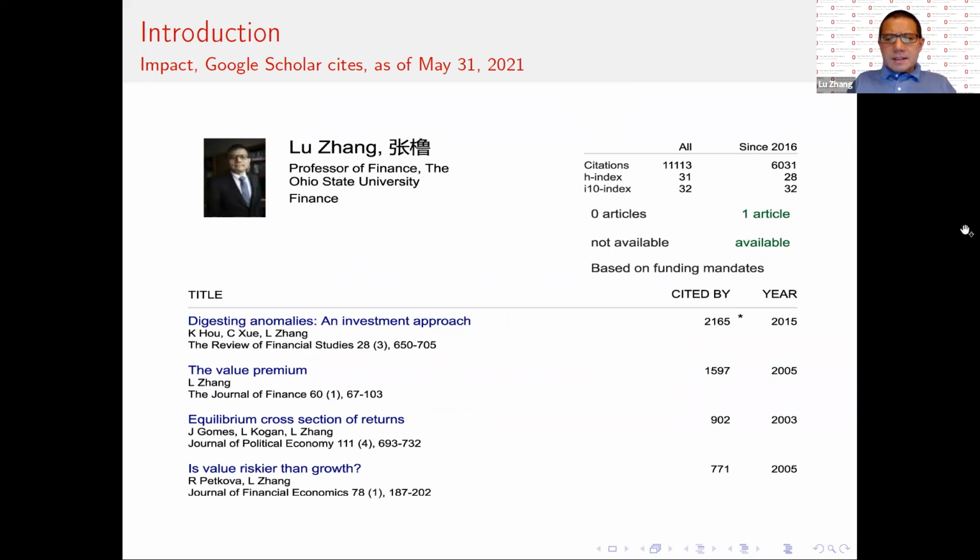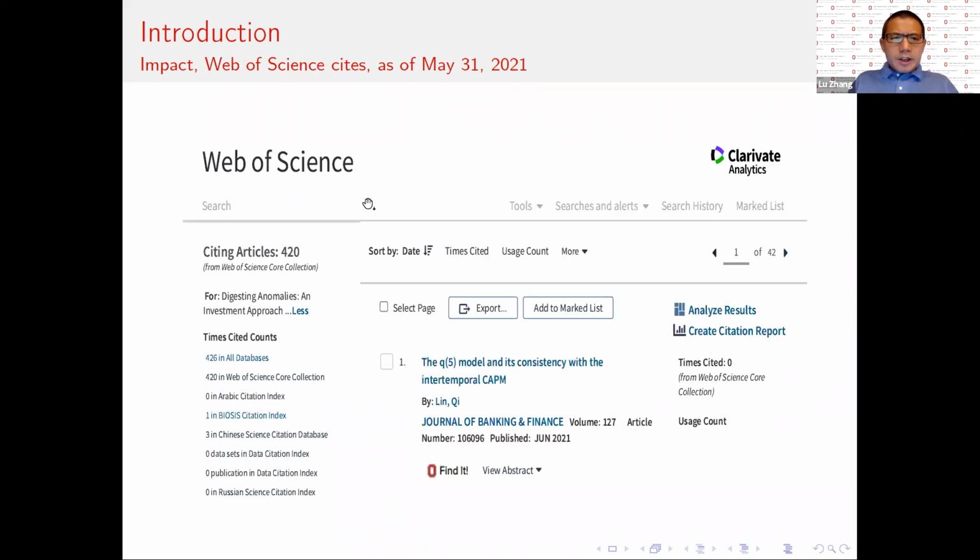The Q factor paper has done well, relatively speaking. As of today, May 31st, 2021, the Q factor paper has collected over 2,160 Google Scholar cites, which account for about 20% of my total Google Scholar cites, which currently stand at a bit over 11,000. In terms of Web of Science citations, the Q factor paper has done well too. As of today, it has collected 420 citations.